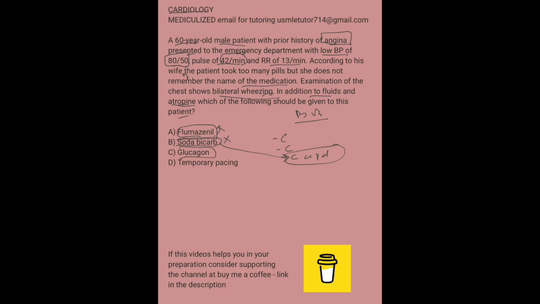Then glucagon, and this will be the right answer. Remember, beta blocker leads to decreased cyclic AMP, and it then causes all the bradycardia and the hypotension. Glucagon works on different receptors and will increase the cyclic AMP and oppose these effects of beta blocker. In addition to glucagon and atropine, you also give high dose insulin plus glucose. You also give lipid emulsion therapy, because this is fat soluble. Glucagon is also used for calcium channel blocker overdose.